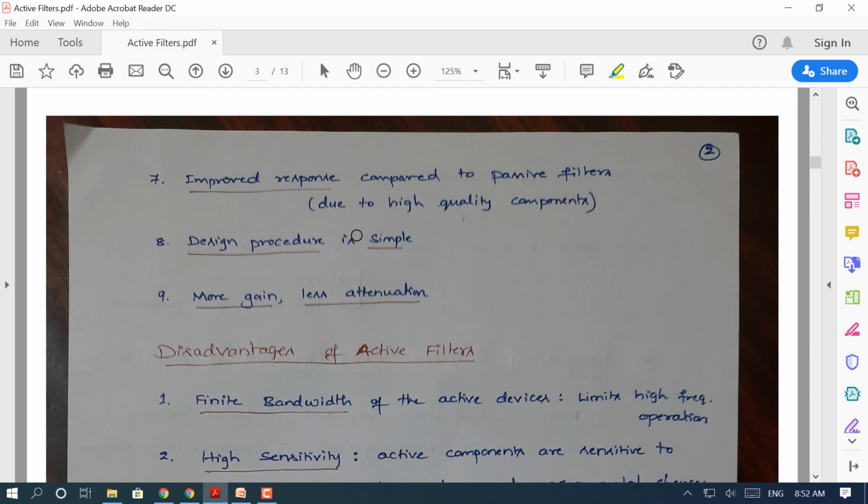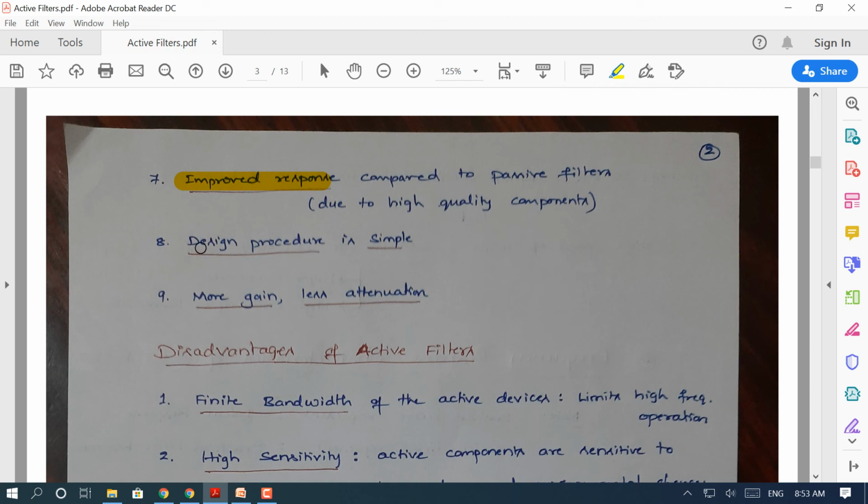Regarding response, active filters have improved response over the passive filters due to high quality components. Op amp is again a very good circuit which is available in the form of an IC package. Because of that, the response obtained from active filters is improved compared to the passive filter.